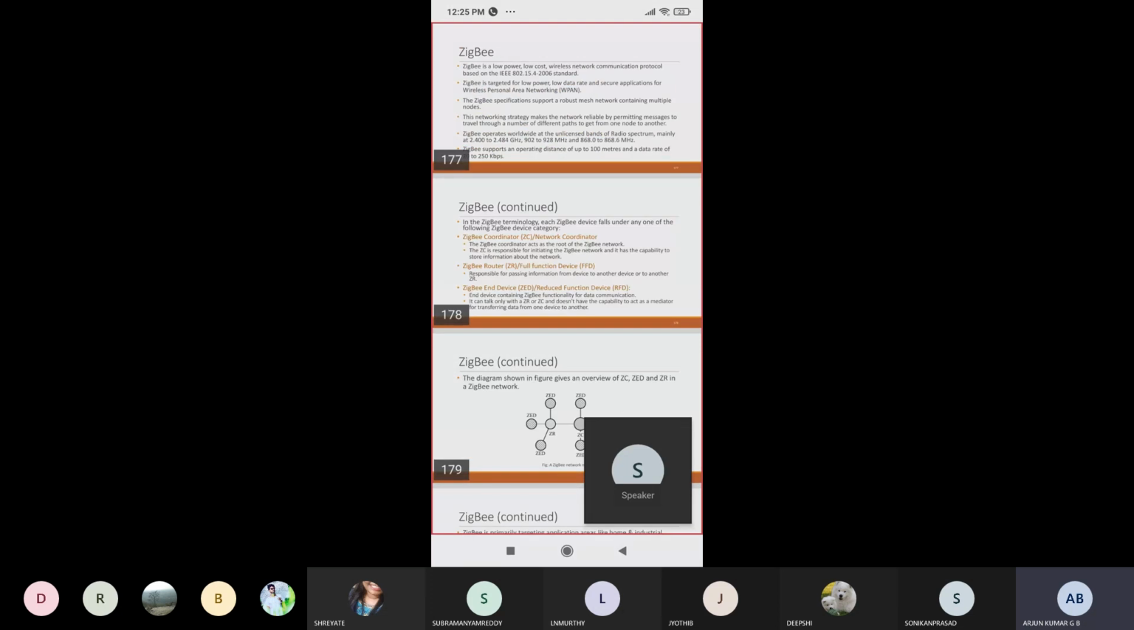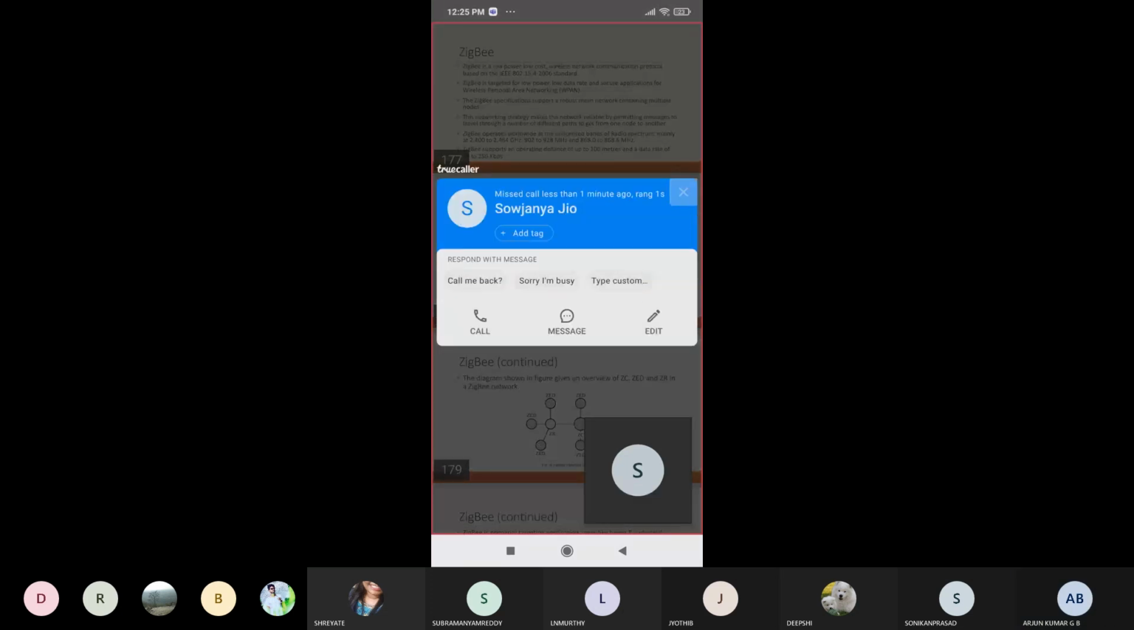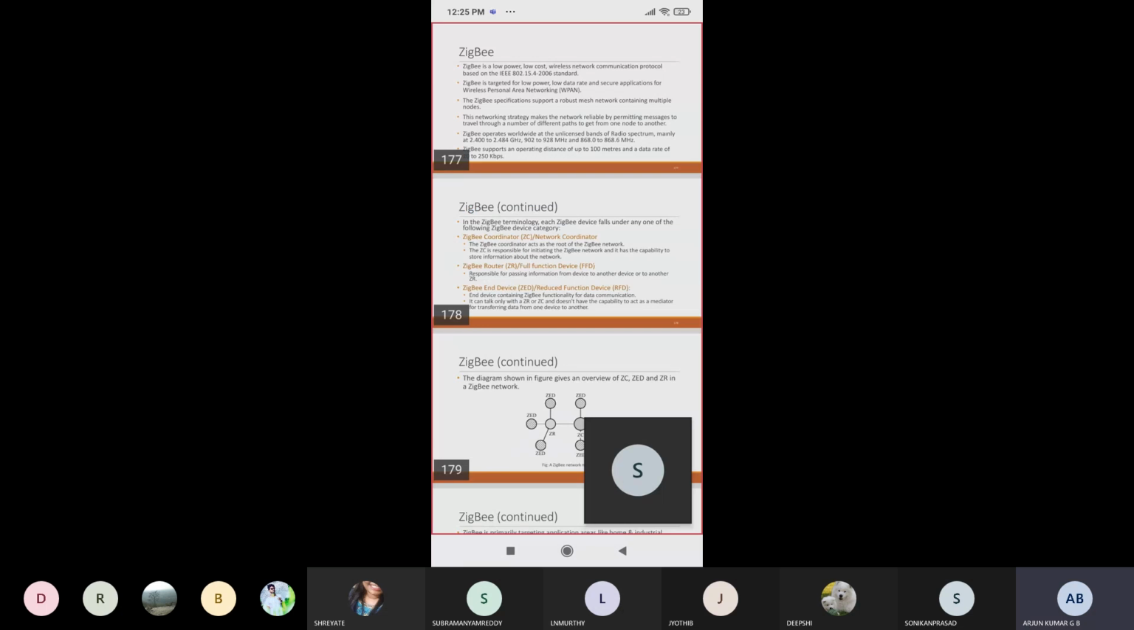Zigbee end devices. Zigbee end devices contain the Zigbee functionality for data communication. Okay, because end devices means some sensors and actuators. That is the end devices. They contain this kind of Zigbee form. It can talk only to a ZR or ZC, and does not have the capability to act as a mediator for transmitting data from one device to another.